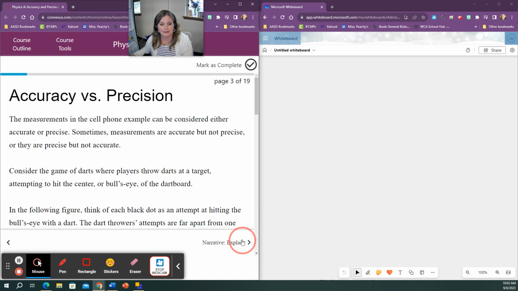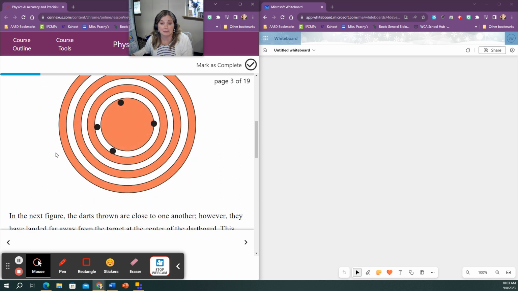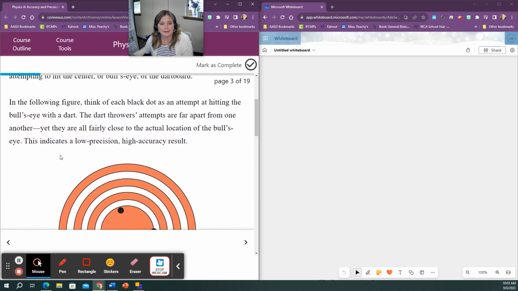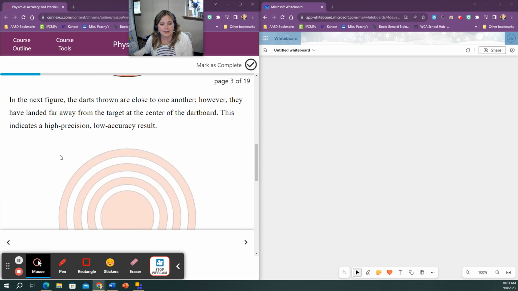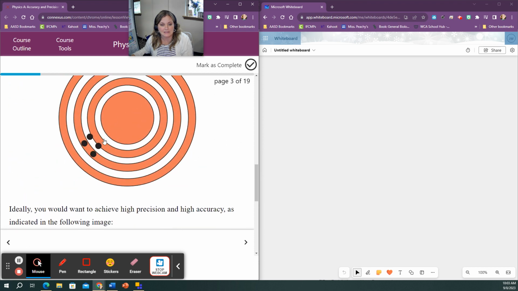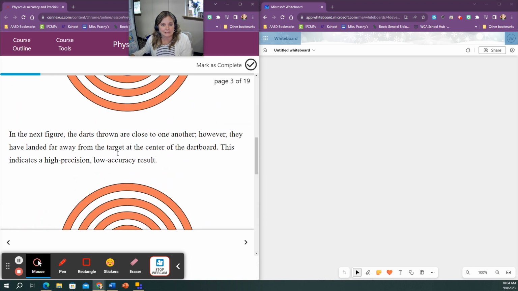One of the good examples of this is a dartboard. For example, this is a person who's very precise. They're aiming at the bullseye, but they're not very accurate at all. The goal is to hit the bullseye, which is pretty big on this dartboard, let's not lie, but they're not hitting it. This is where they're getting, and all of their shots are very close together. So this has high precision but low accuracy.